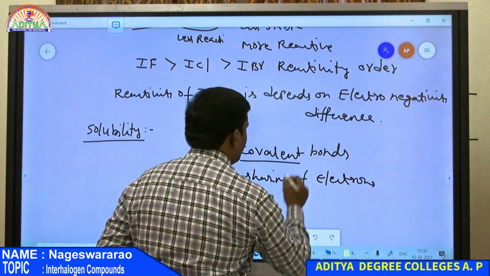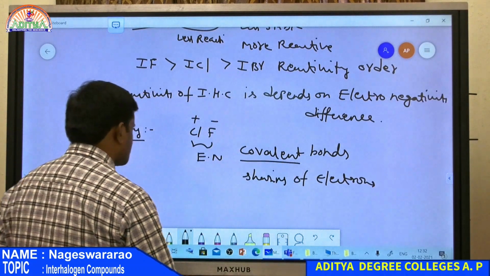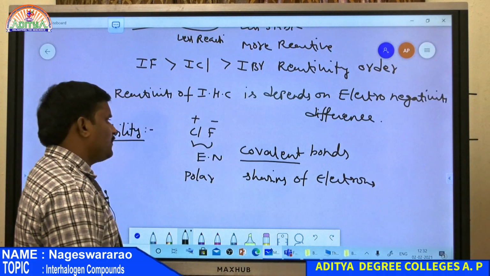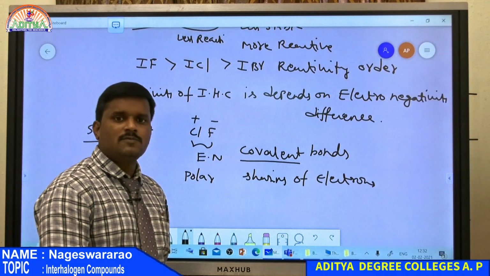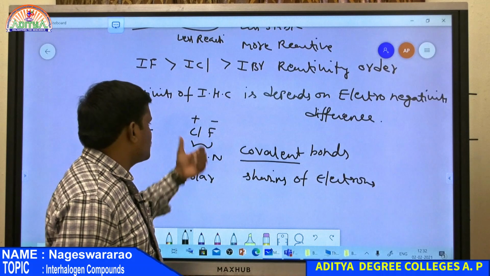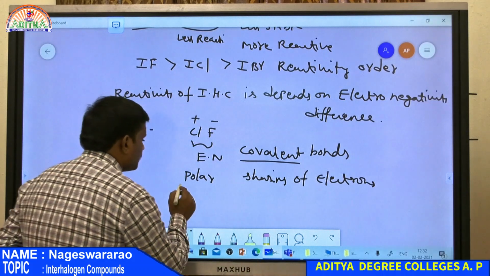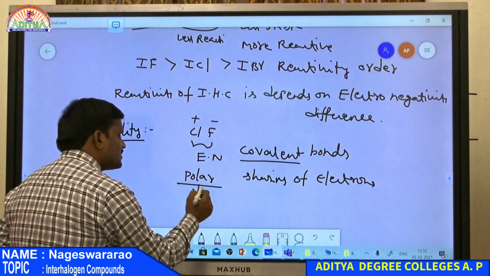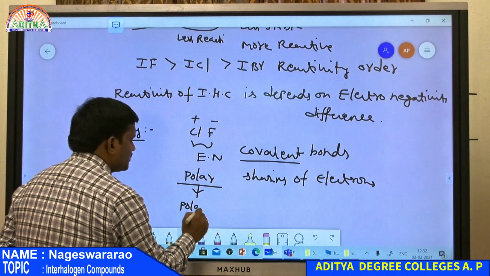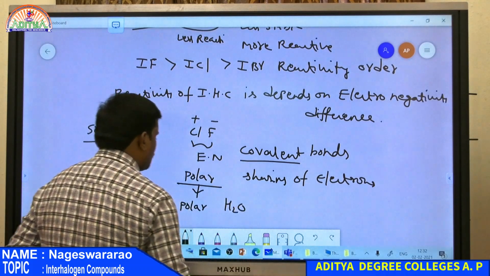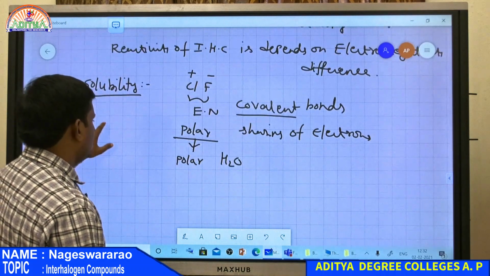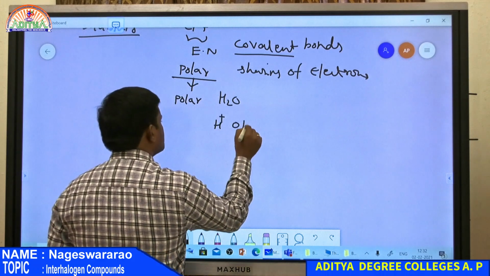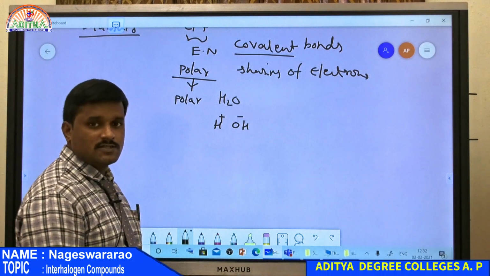That is due to the high electronegativity of halogens, and this is also a polar compound. So what is polar? Cl plus as well as F minus. So it becomes ionic in nature, with chloride and fluoride ions. So it is polar, having negative charge as well as positively charged ion. Therefore, a polar compound is always soluble in a polar solvent, that is nothing but water. Water is a polar compound. Why? In water there are H plus ions as well as OH minus ions. So it is easily dissociated into its ions, that is why it is polar.